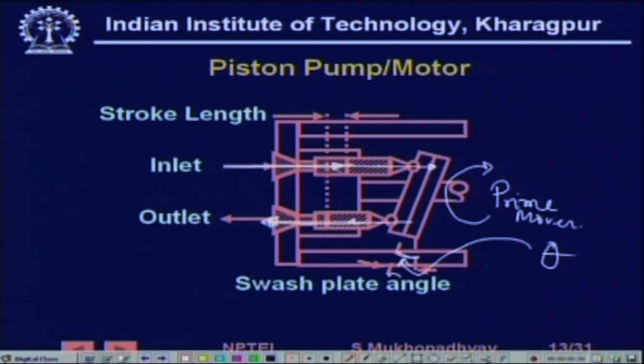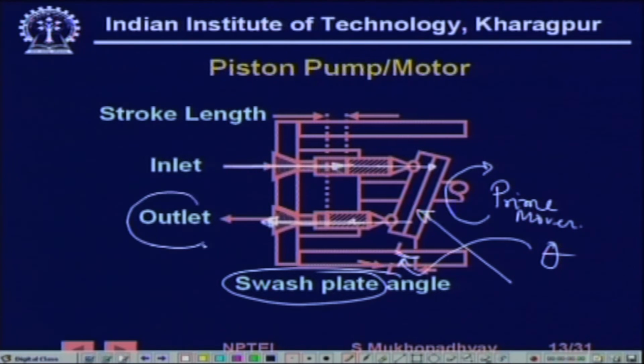This is called a swash plate, and this delivers pressurized fluid at this outlet. On the other hand, if you apply pressurized fluid here, the fluid will come out through this outlet, and this swash plate will actually rotate in this direction. So that's the function of the motor.